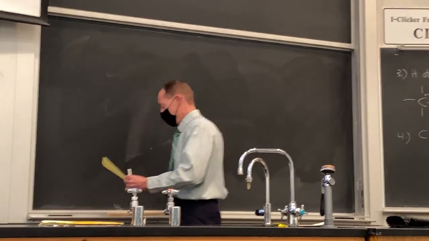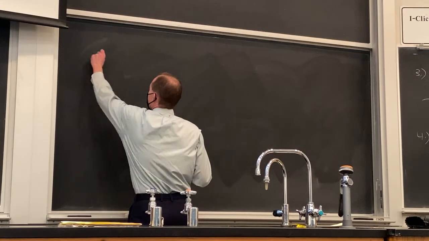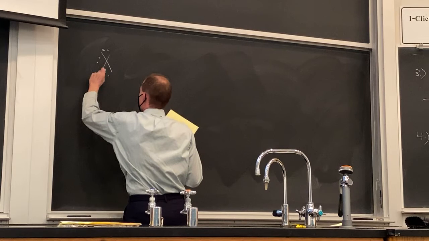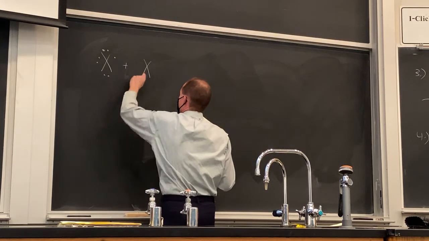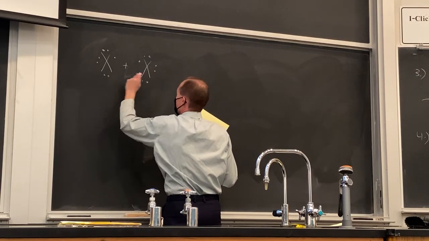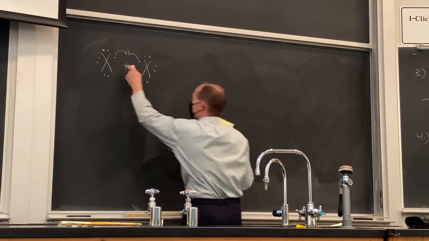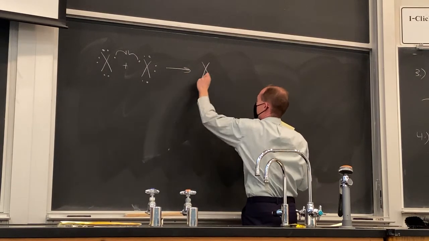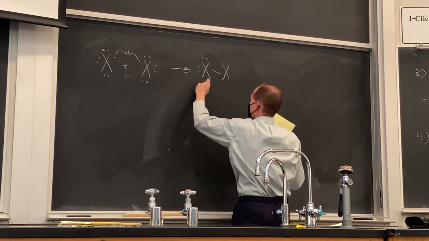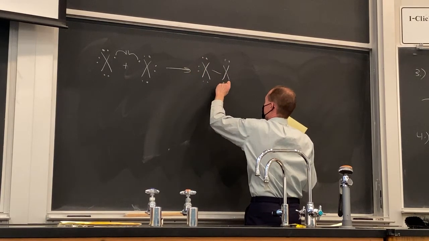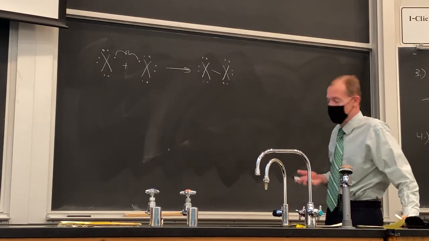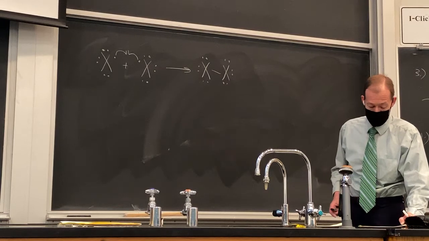So if we formed halogen radicals, halogen atoms, we could have two of those halogens collide with each other. And this is how we would draw that process, showing the formation of a sigma bond between those two halogens. Okay? So rare, but not impossible. It is something that we do see from time to time.